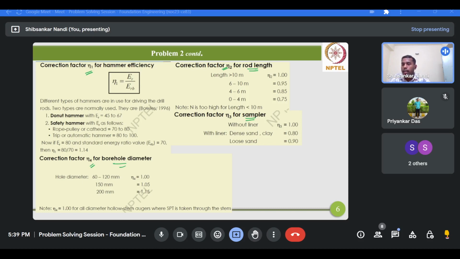Now what is ER? ER is nothing but the energy ratio, and ERB is the standardized energy ratio. So ER is the energy ratio for the particular hammer which you are using in the investigation, and ERB is the standardized energy ratio. For this case, ERB is nothing but 60%.